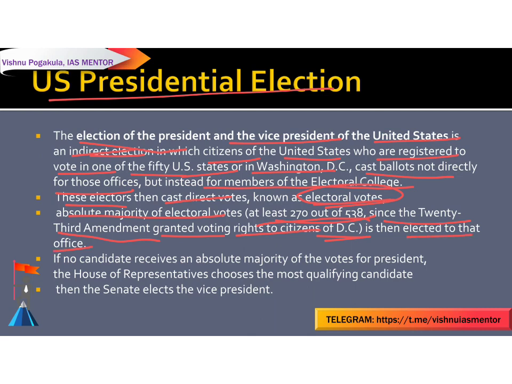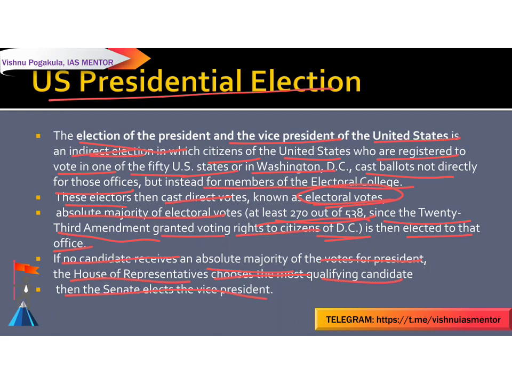So the candidate who gets the absolute majority of electoral votes, a minimum of 270 out of 538, is chosen. This is since the 23rd Amendment. If no candidate receives an absolute majority of the votes for president, that is, nobody received at least 270 votes, then the House of Representatives chooses the most qualifying candidate for the presidency. If no one receives an absolute majority of the votes for vice president, then the Senate elects the vice president.